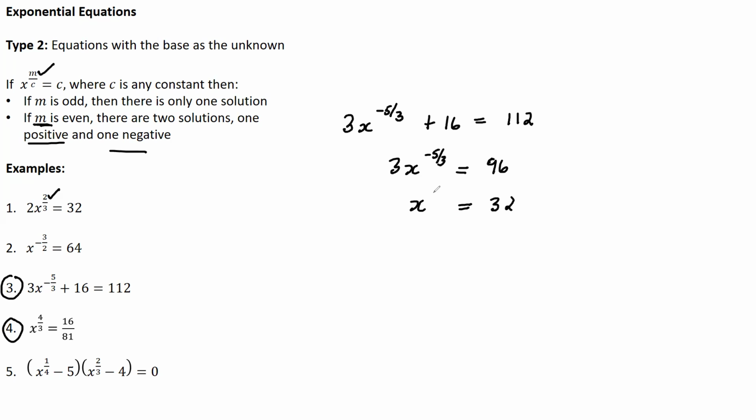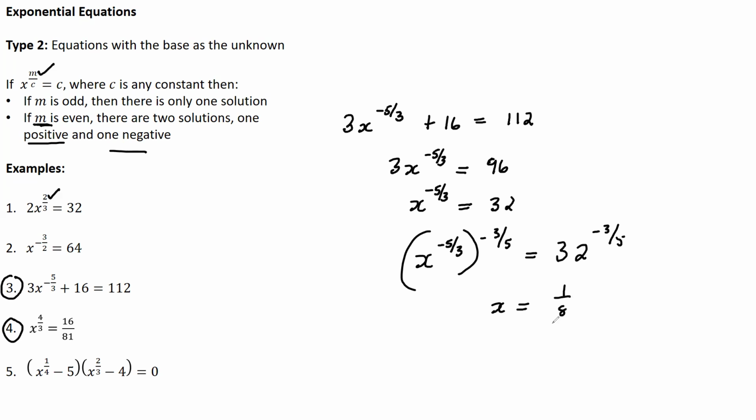That gives you x to the power negative 5 over 3 equals 32. And now I can raise both sides to the power of the reciprocal, so that's negative 3 over 5. We can do the same for 32, to the power negative 3 over 5. I think it works if you do that, and I think you should get an answer like, I got 1 over 8. You confirm with me if that's what you got. 1 over 8, that's what I got right there for number 3.